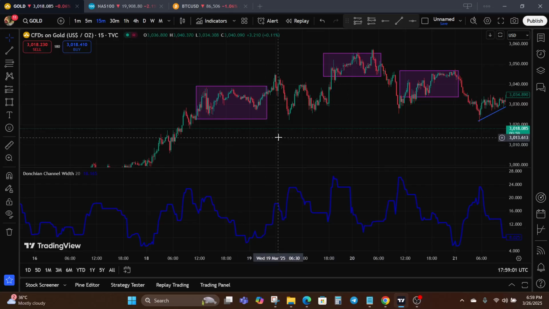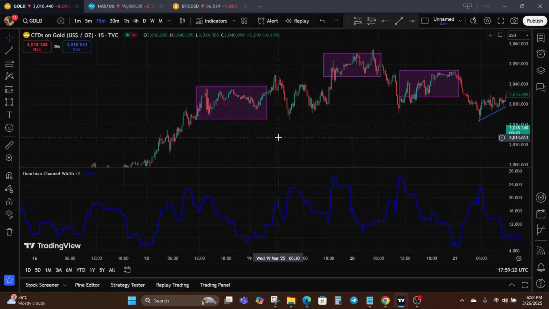So it's important to pay attention to whether the Donchian Channel Width indicator is rising or falling. Traders use the DCW to determine if the market is in a trending or a ranging phase, allowing them to adapt their strategies accordingly.